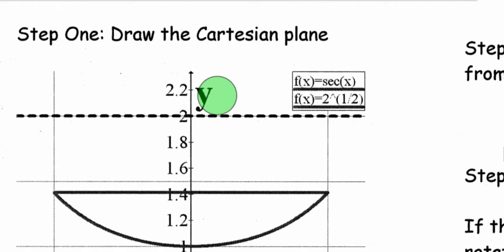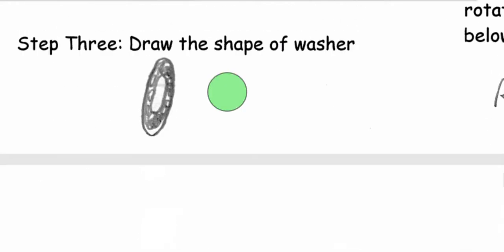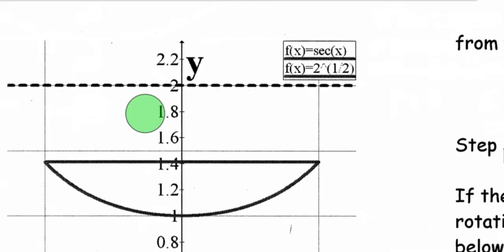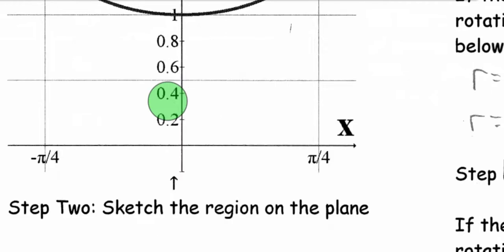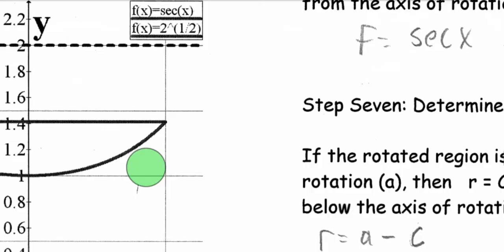So those are the next steps. For step 1, we drew the Cartesian plane. Step 2, we drew our region, bounded by f and g. Step 3, we're going to draw the shape of our washer. Again, when there is a gap between your region and your axis of rotation, this will form the inside of your washer. It will be blank because there's no region there. That forms the gap of your washer. So your cross sections will look like this.